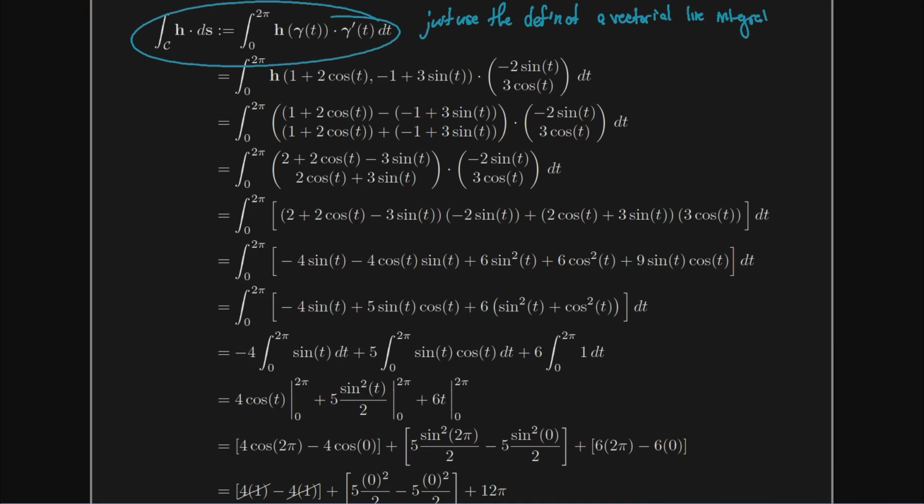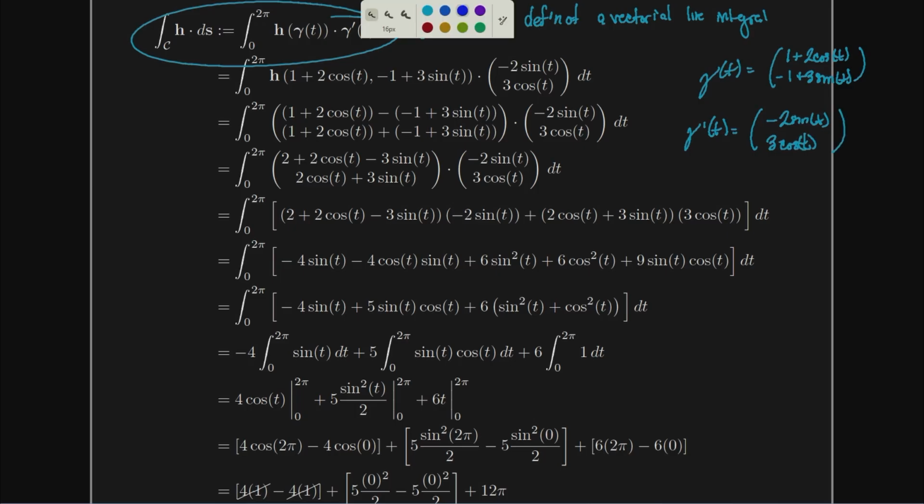And for that, we're going to need to evaluate our vector field on gamma, and we'll need gamma prime. Let's recall what gamma looked like here. Gamma of t was 1 plus 2 cosine t, and negative 1 plus 3 sine t. So I can compute that derivative pretty easily. It's going to be negative 2 sine t and 3 cosine t.